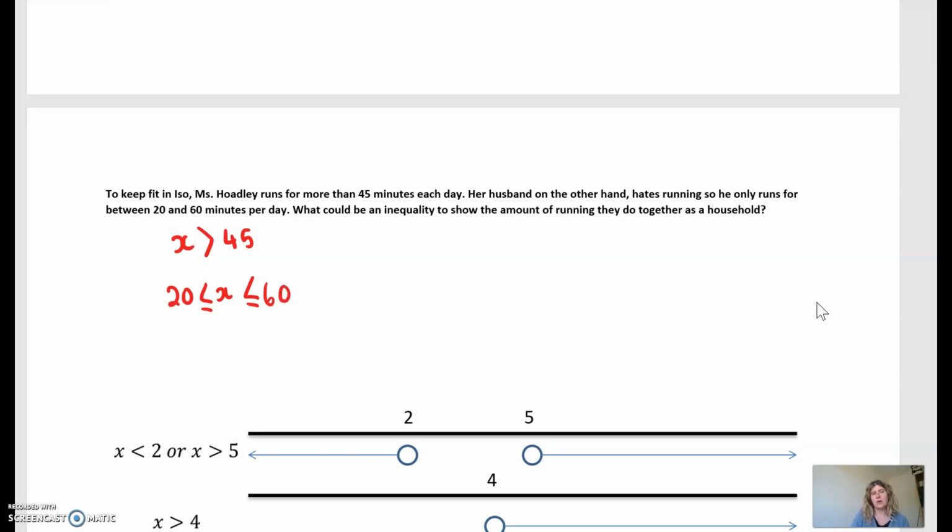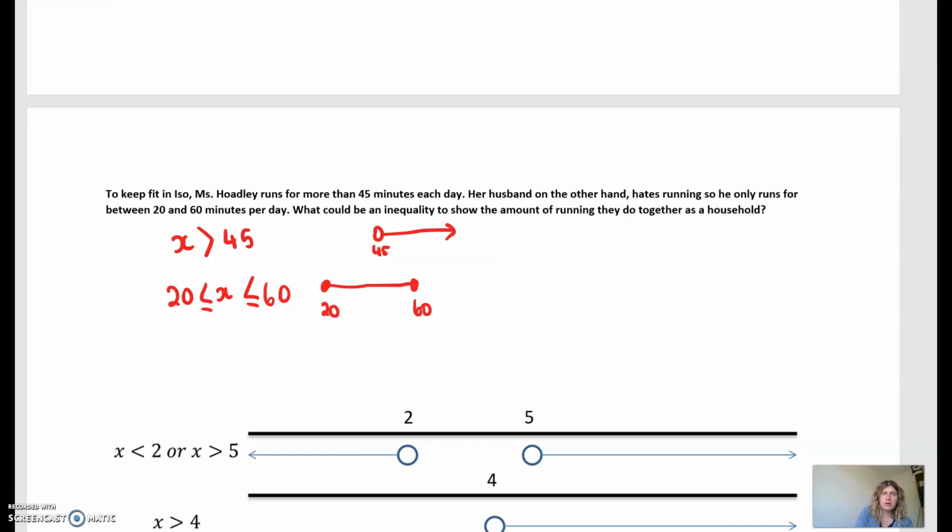Okay, so if we were going to put this on a number line, let's say 45 is here. Here's me, I'm running for more than 45. My husband is running for between 20 and 60. There are his values there. You can see between 20 and 60.